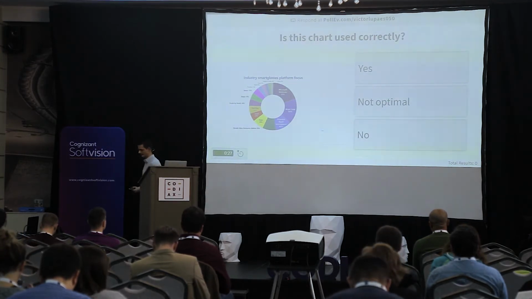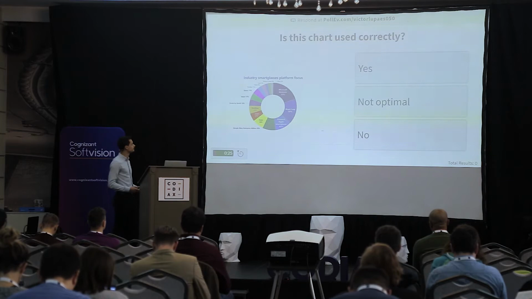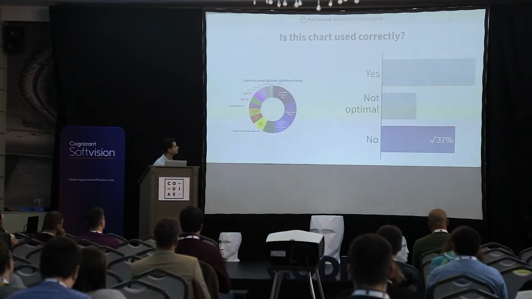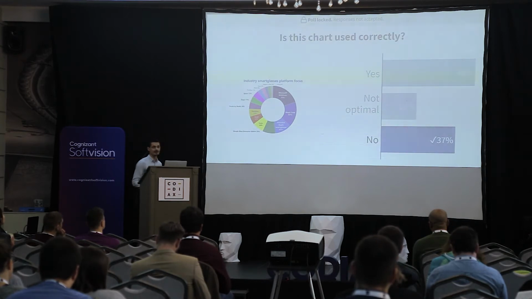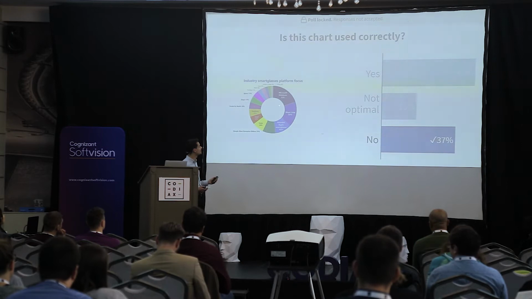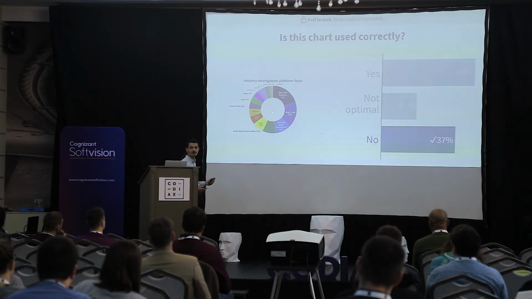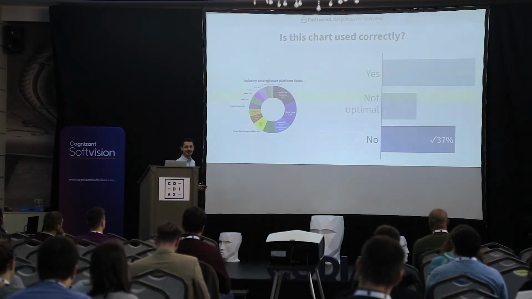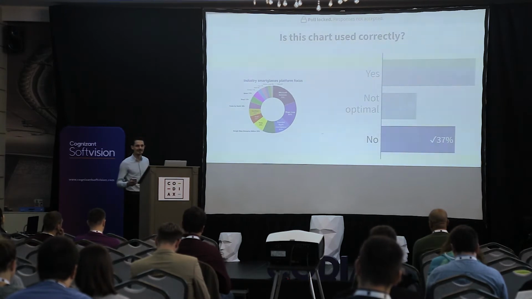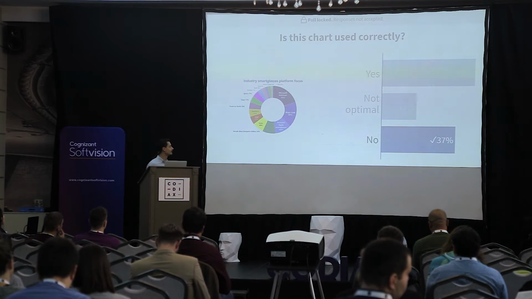And the last question. Okay, let's see. The correct answer is no. This is, I would say, quite obvious. It's quite weird to use a pie chart when the sum of the values is not 100%. You'll later see that pie charts are usually used for part-to-whole relationships, so the total should always be 100%.